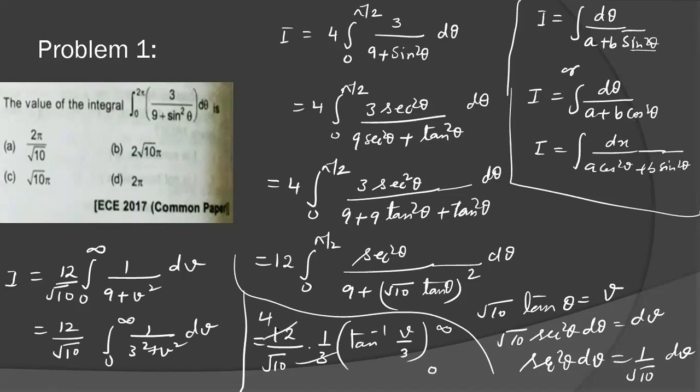So it will cancel out, 4 by root 10 into tan inverse infinity, which is pi by 2, and tan inverse 0 is 0. So it will give you 2 pi by root 10. So 2 pi by root 10 is the correct answer for this question.